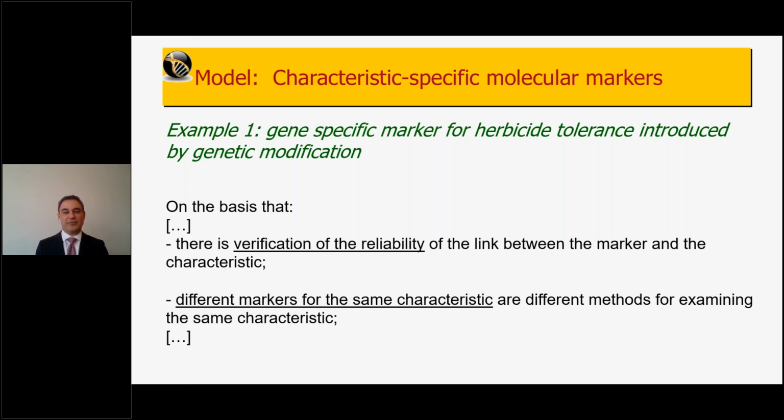Also, different markers observing this same characteristic would simply be different methods for assessing the same characteristic. It's easy to imagine that you may have different methods to observe the same characteristic, the characteristic being the plant being tolerant to having been sprayed with herbicide. So you can grow the plants and spray them with herbicide and observe the characteristic in the field, or you can replace that with a safer, quicker, and possibly cheaper examination in the laboratory using a different method to observe the same characteristic.